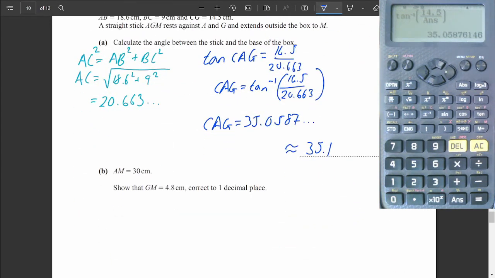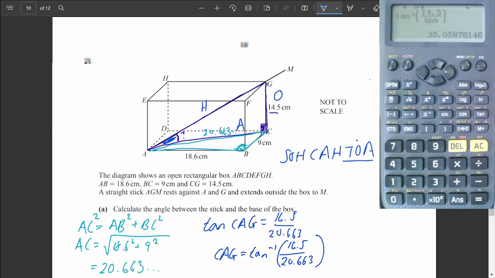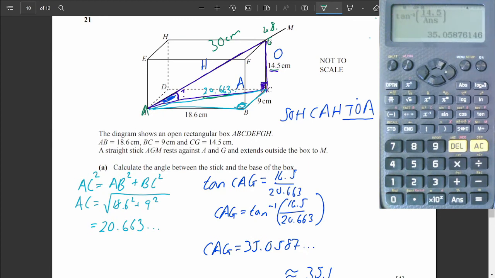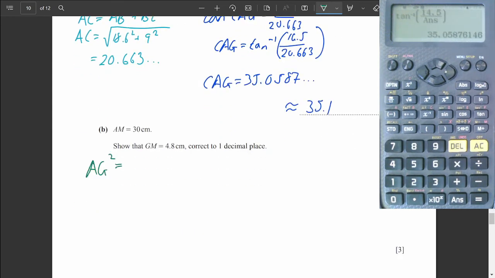Question B, they tell us AM is 30, show that GM is 4.8. So we know the whole line there is 30. Let's just pick a different color here. So this whole line is 30, show that that is 4.8. So obviously we need to work out the length of AG. Now, in that right angle triangle we already have two sides, the 14.5 and 20.663, so we can just use Pythagoras again. So that means AG squared equals AC squared plus CG squared.